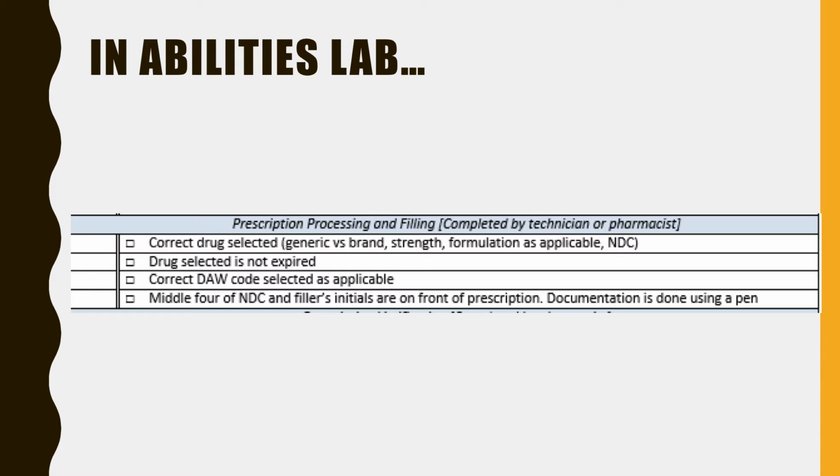This documentation should be completed in pen, and this process is basically to act as a check. This means that whoever processed and filled this prescription has verified that they obtained the right medication and checked the NDC number. When that person initials, they are stating that they attest to the fact that they have obtained the correct medication.